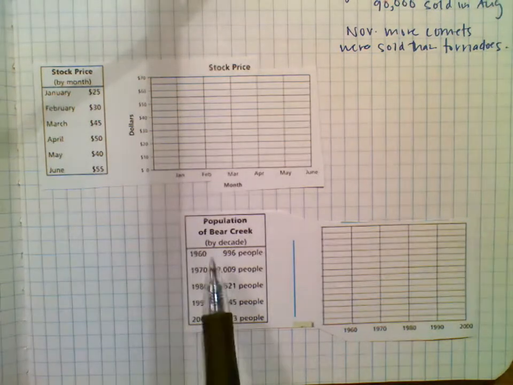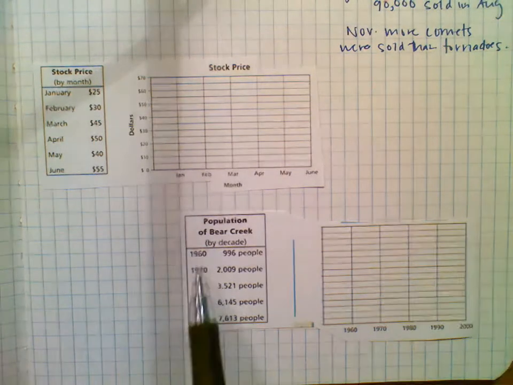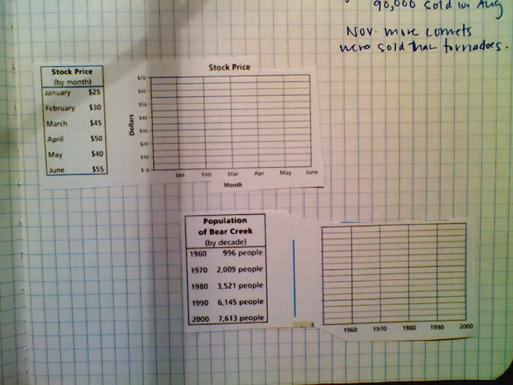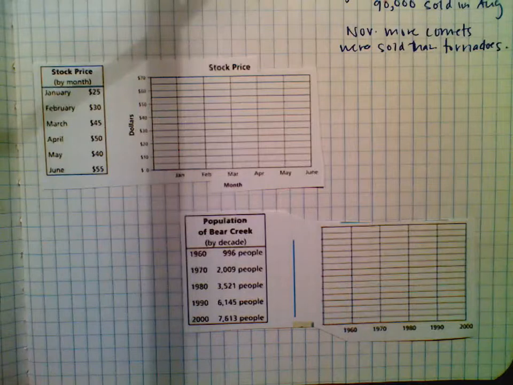This is population of Bear Creek by decade. So it's talking about a change over time. So this one is going to be a line graph as well. So what I would like you to do is take some time and complete these line graphs, okay? I cannot stop the video, so you're just going to have to pause the video right now and work on your line graph. Good luck.